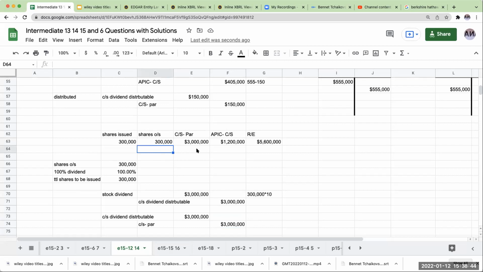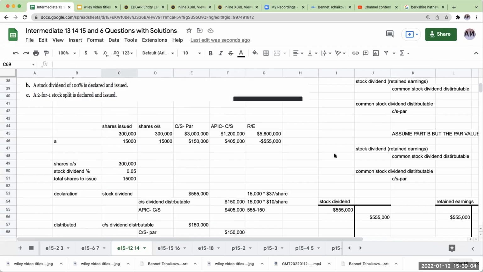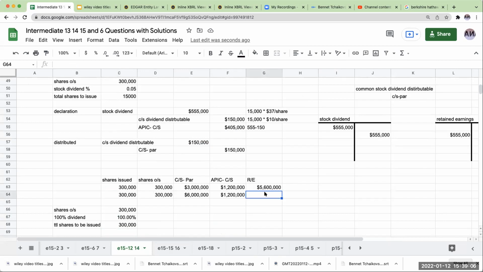Now, what would happen to this over here? Well, my shares issued are literally going to double. Shares outstanding are going to double. My common stock at par is going to double. My additional paid in capital common stock is going to remain the same. But artificially, my retained earnings, because what happens with a stock dividend is going to be the same thing over here. This is going to effectively be decreased by 3 million.